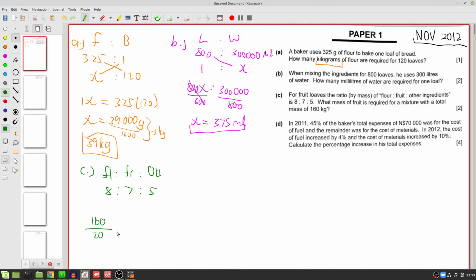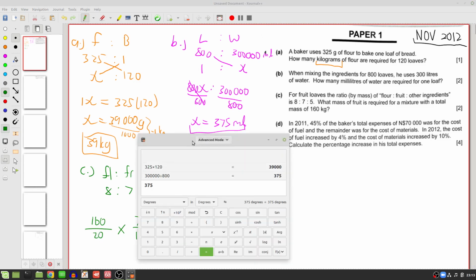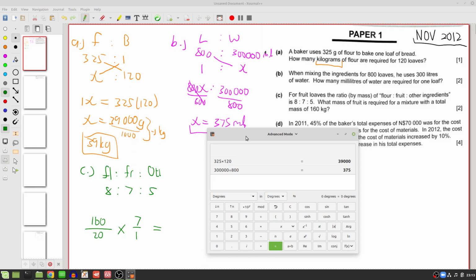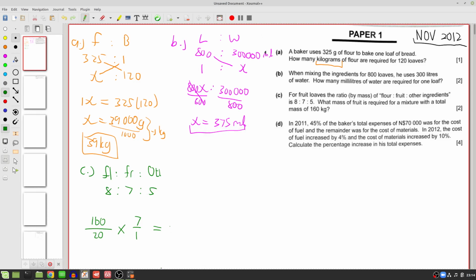Okay, so we're going to say we've got a total mass of 160, and we have to divide that between this many parts. So that's 8 plus 7 is 15, plus 5 is 20 parts. That'll give us the value of 1 part. But we want to know what fruit is. So we times that 1 part by 7 because fruit is 7 parts. And again, we can just work this out in the calculator. I believe that should be 560 if I just look at that, but let's always make sure. 160 divided by 20 times 7. 56. There we go. See, it's good to use a calculator so you don't mess it up. So 56, and we're looking for kilograms. Kilograms. There we go.